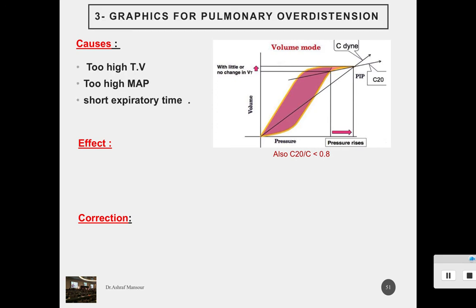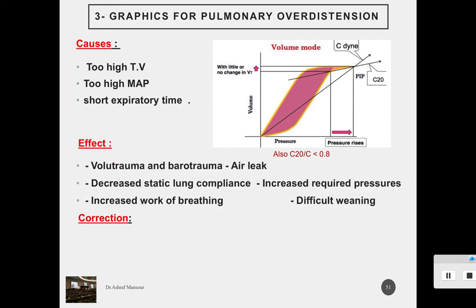So what is the cause? Either we are using very high tidal volume, and to deliver this high tidal volume we will need more pressure, or too high MAP, or we have a short expiratory time, so the inflation time relative to expiratory time is very long. That will affect the baby by causing volume trauma or barotrauma, and decrease the static lung compliance from the over distension of the lung, and increase the required pressure, and also it will be difficult weaning.